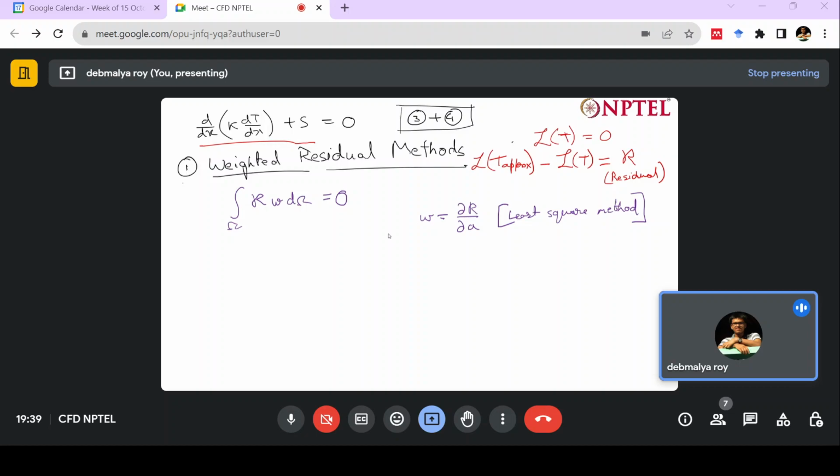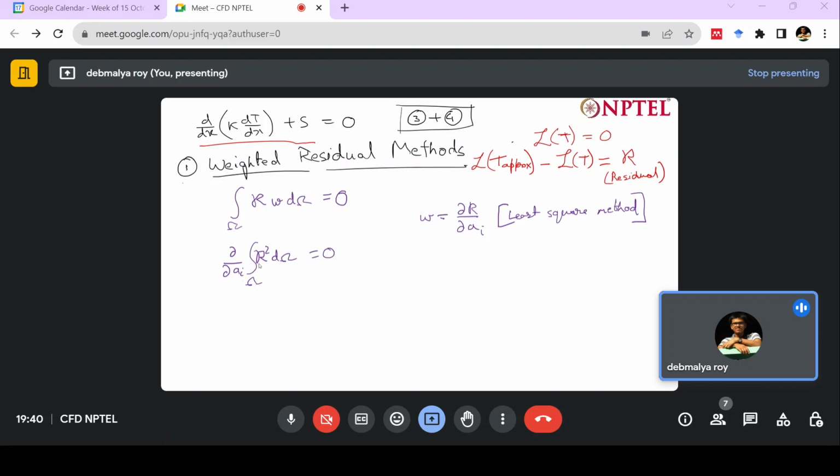So you choose an approximate solution in this case with some parameter a. You can have multiple such parameters like ai. So you choose a lot of parameters and then you simply have the residual squared, integrate over omega, and you put their derivative equal to zero.